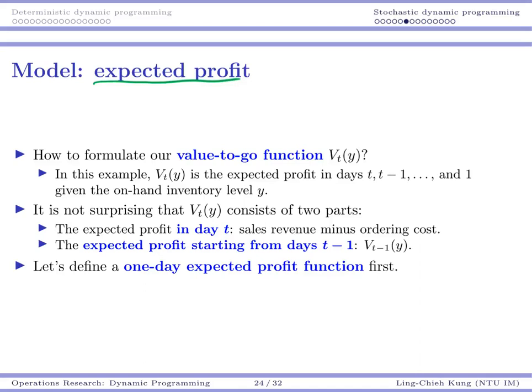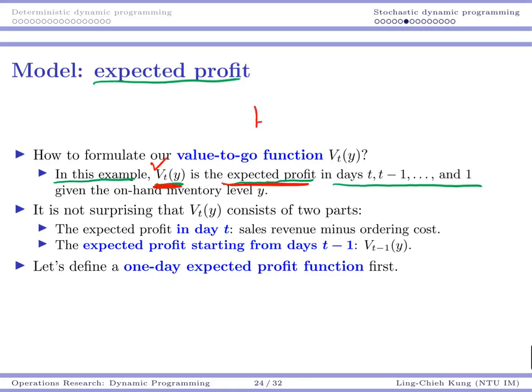We need to find that Bellman equation or optimality equation so that we know from this period how to transfer to next period. So in this particular example, we still have this Vt of y, which is the expected profit in days t minus 1 up to 1. Note that previously, in the previous example, your V is the total cost. But in this problem, we define V as the expected profit, okay?